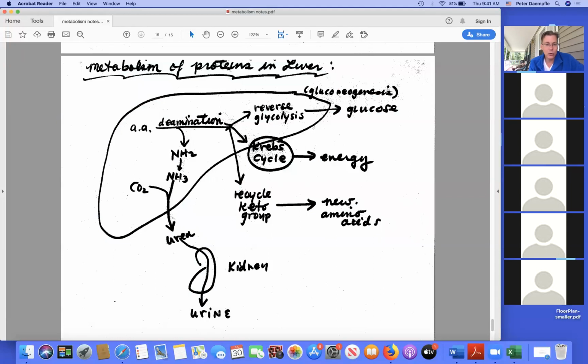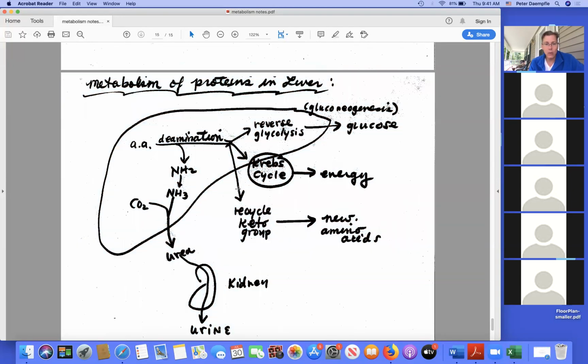So NH2 becomes NH3. The NH3 combines with carbon dioxide to form urea. Why? Because it's less toxic. NH3 is very toxic. So very quickly, the liver changes the ammonia, or NH3, that is right here, into urea. And here's a little kidney, and it shows urine. It's coming out as urine.